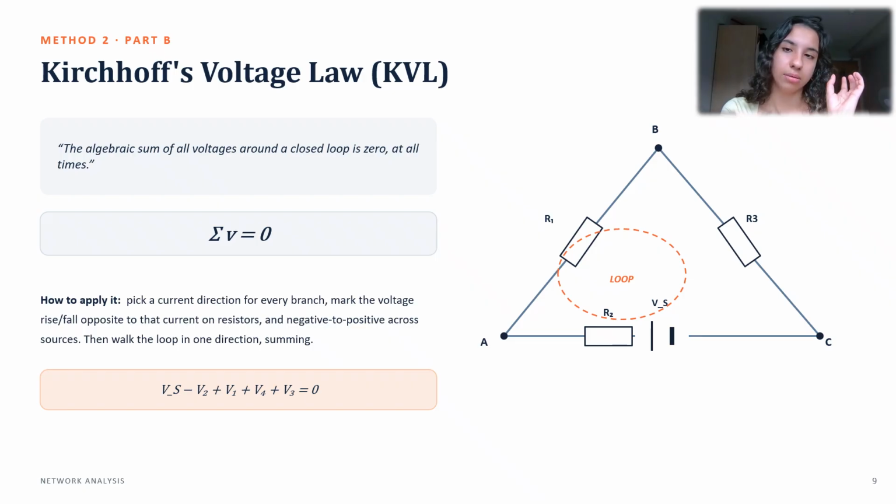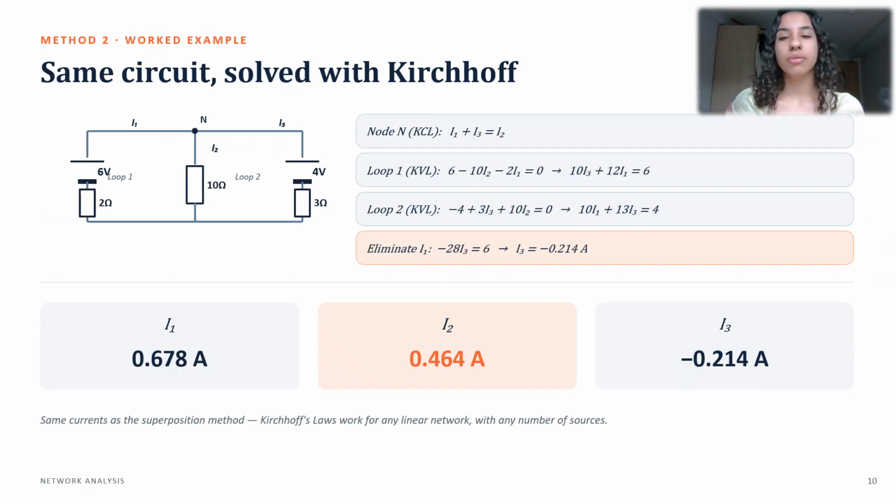Anyways, in a nutshell, Kirchhoff's voltage law is just that the algebraic sum of all voltages around a closed loop should be 0 at all times. Right. Now, let's solve the same example using Kirchhoff's law.